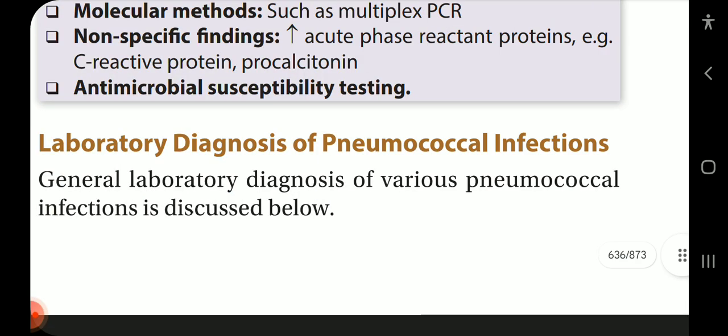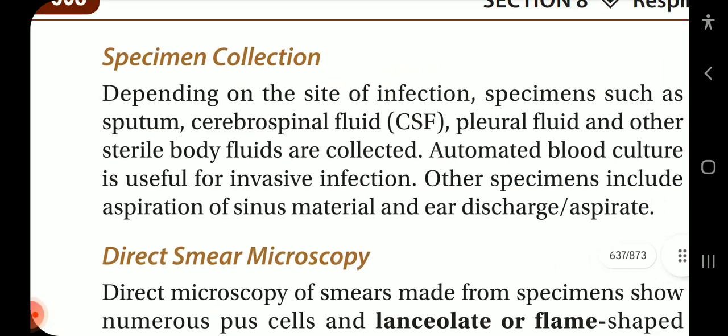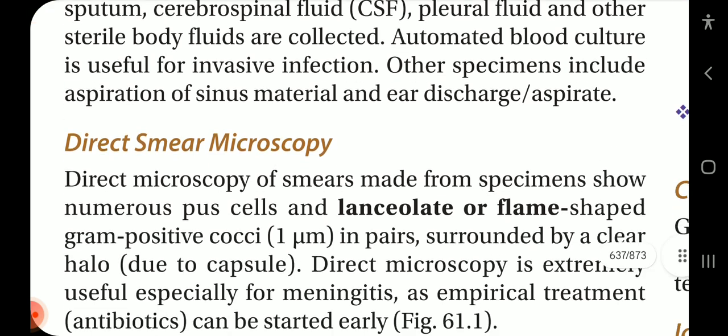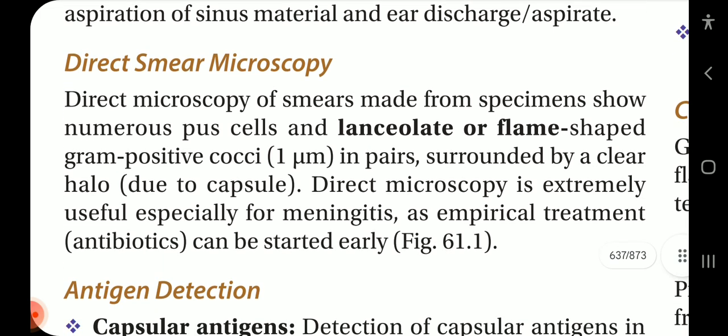Now coming to the details of the lab diagnosis of pneumococcal infections. Generally, lab diagnosis of various pneumococcal infections is as discussed below. Specimen collection: depending on the site of infection, specimens such as sputum, cerebrospinal fluid, pleural fluid, and other sterile body fluids are collected. Automated blood culture is useful for invasive infection. Other specimens include aspiration of sinus material and ear discharge or aspirate.